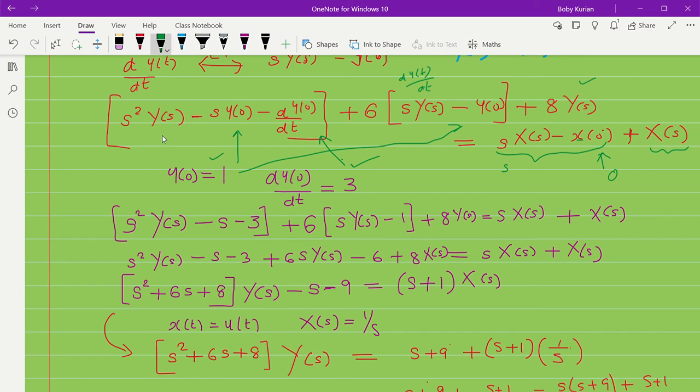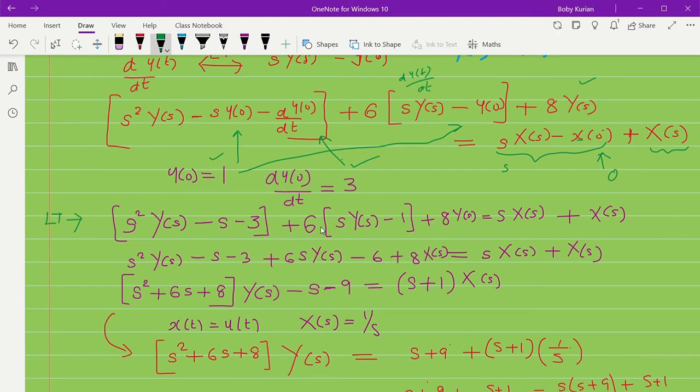So s square Y of s does not change. S into y of 0, where y of 0 equal to 1, so minus s, minus this one is 3, so that is 3, plus 6 into s into Y of s minus y of 0 equal to 1, so that is 1, plus 8 into Y of s equal to s into X of s. X of 0 is not given, so that is equal to 0, plus X of s. So the equation has been reduced after taking the Laplace transform and applying the initial conditions.